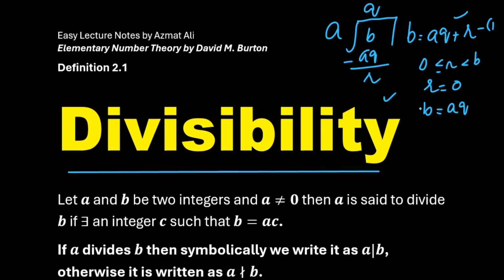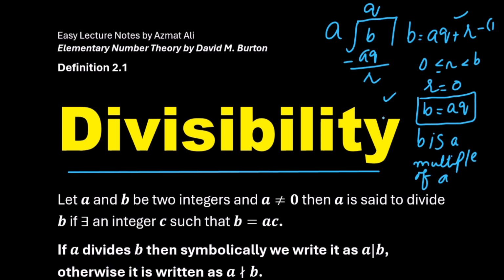What does this equation show? This equation says b is exactly a multiple of a. B is a multiple of a, or in other words you can say a exactly divides b. So this is the concept that we will discuss in today's definition of divisibility.